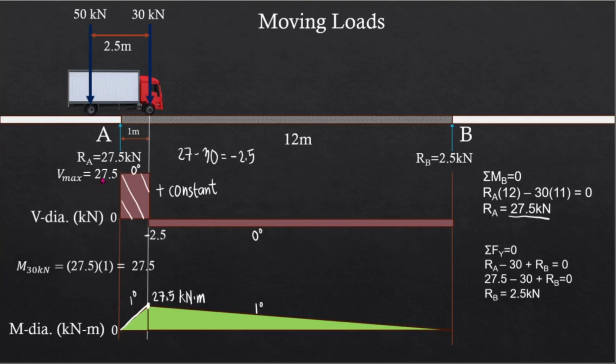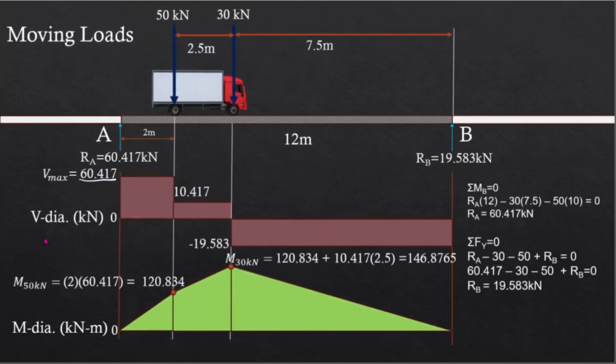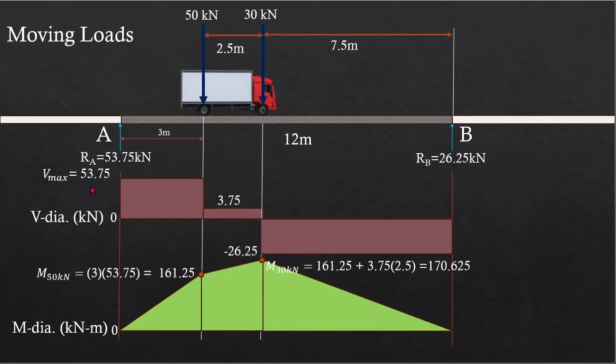So again, from 27.5, we had 67.083 when we moved the loads inside the span. And then if we move it further, the maximum shear will decrease. So we now have 60.417, and then it's going to be 53.75, and so on. However, the behavior of the moment will not necessarily follow the behavior of the shear values. That's also a concept that you have to remember. I will be discussing later on what configurations you can form the maximum shear, and on what configurations you can form the maximum moment.